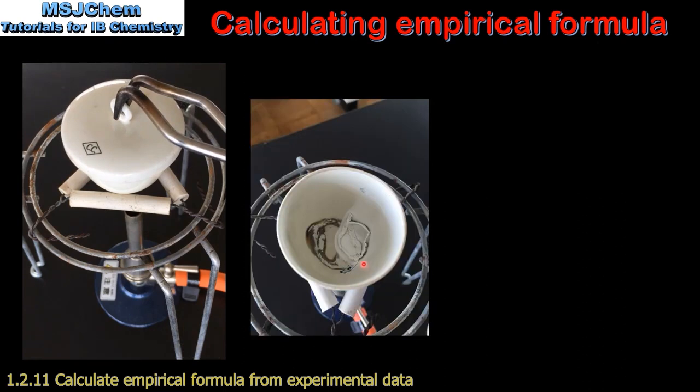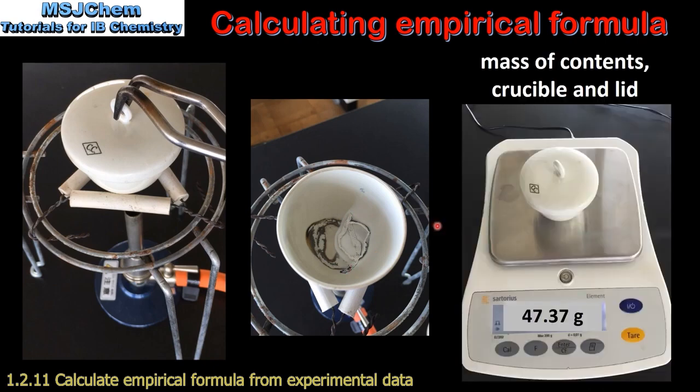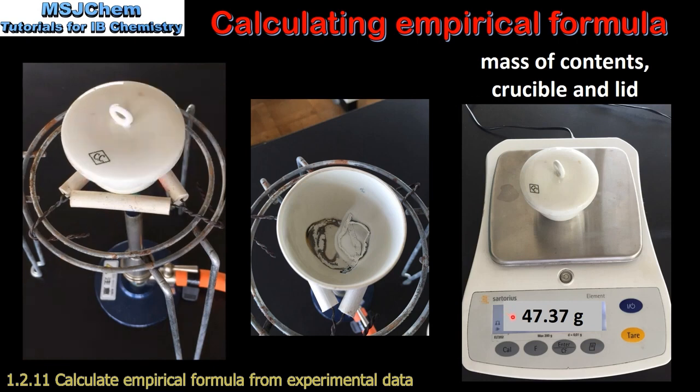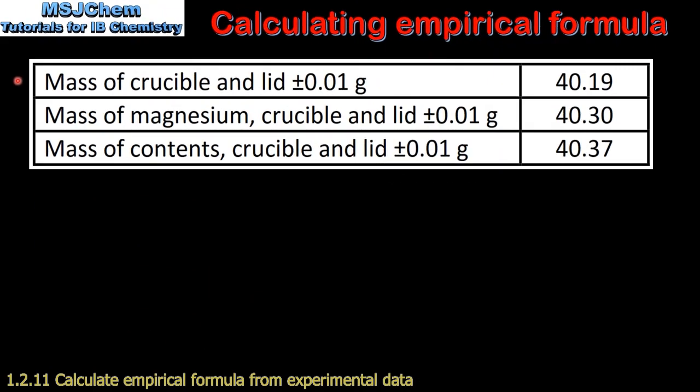Once all the magnesium has reacted, we are left with a white powder, which is magnesium oxide. When the crucible has cooled, the mass of the contents, crucible, and lid is recorded. As you can see, the mass has increased as the magnesium has reacted with the oxygen in the air. And here we have the results of the experiment. We have the mass of crucible and lid, the mass of magnesium, crucible and lid, and the mass of the contents, crucible and lid after heating.